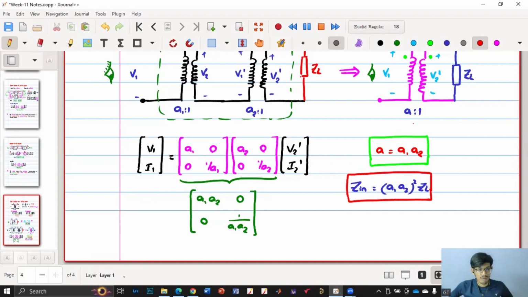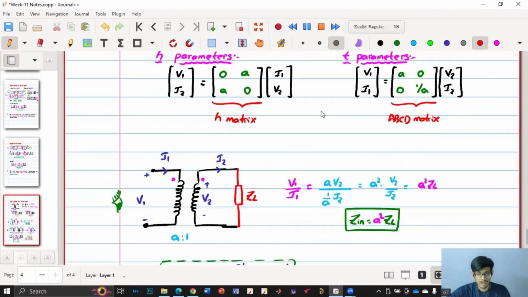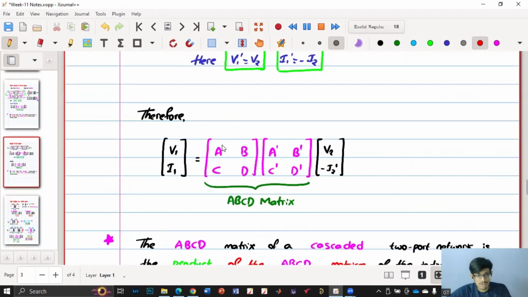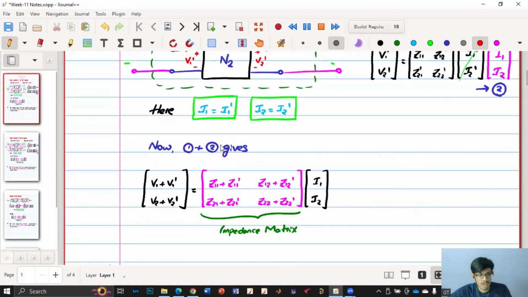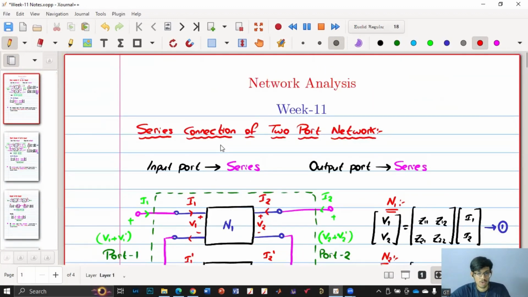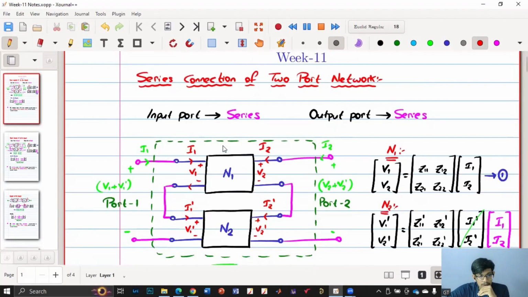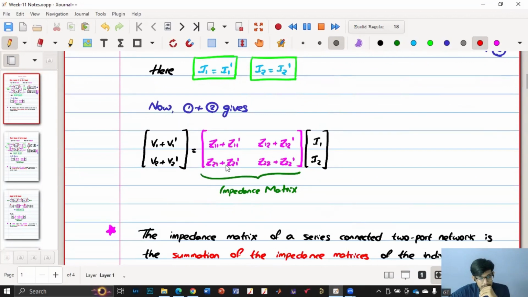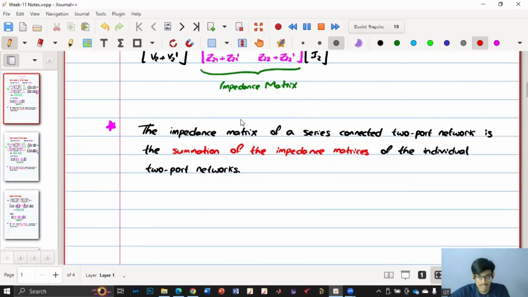So with this, we have actually completed the two-port network, but we'll go into the gyrator, which is again an application, just like the ideal transformer. Today we have discussed the series connection of two-port networks, where we got the overall impedance matrix, and we learned that the impedance matrix of the overall series connected two-port network is the summation of the impedance matrices of the individual two-port networks.